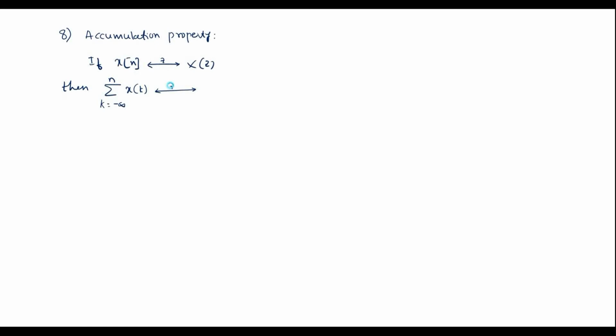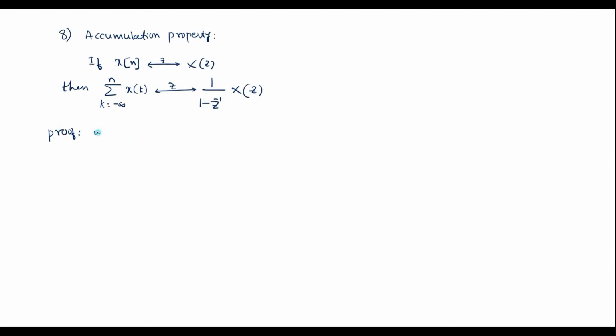Consider another property, that is the accumulation property. This property says that if the Z transform of any discrete signal x of n is, say, X of z, then the Z transform of summation k is equal to minus infinity to n x of k, which is nothing but the accumulation of samples, is given by 1 over 1 minus z inverse times X of z.